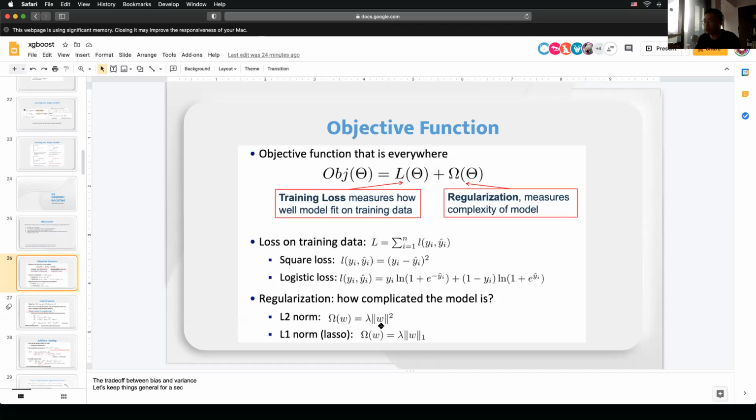Maybe I'll pause here and ask a question. What's the difference between the L2 and the L1 norm? If anyone wants to talk about that.